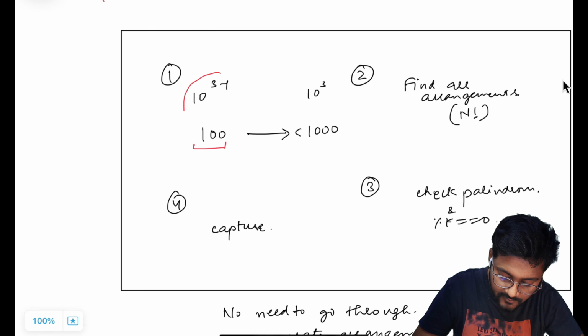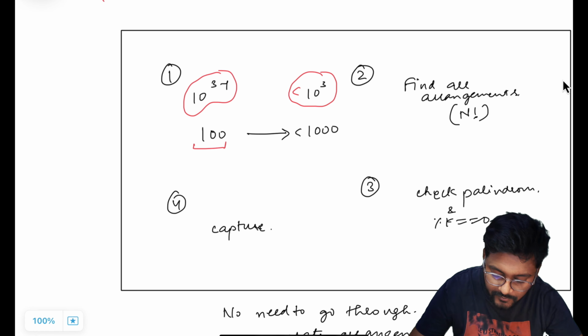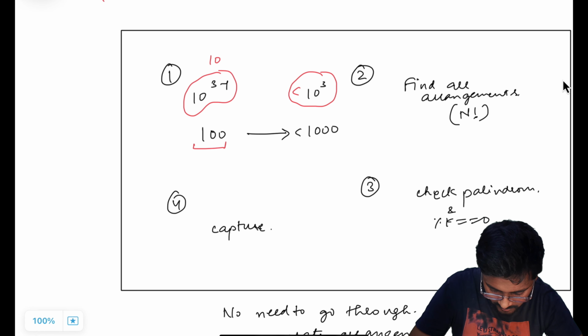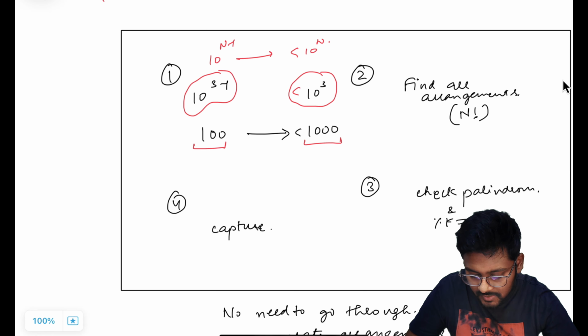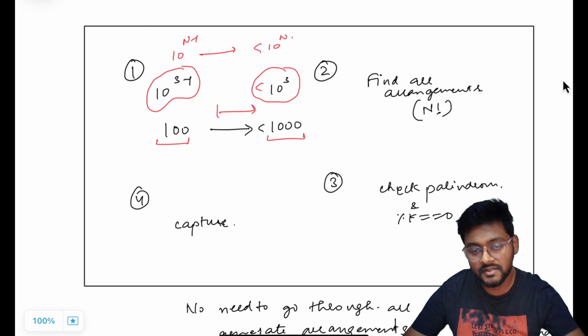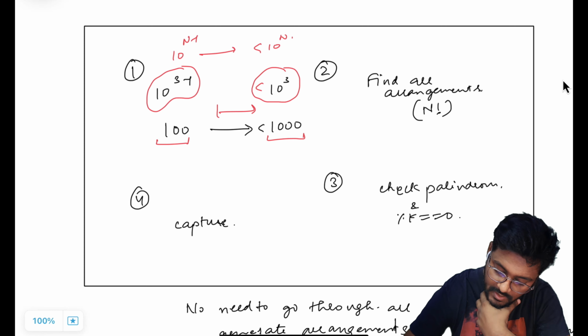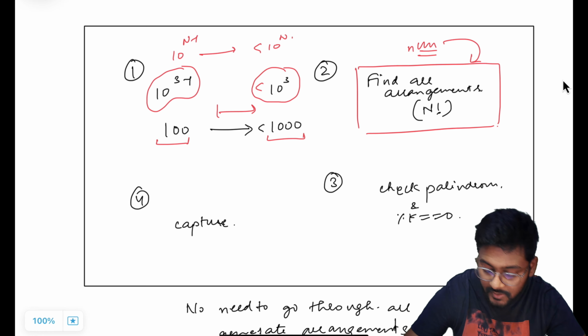It means starting from 10 to the power 2, or 10 to the power n minus 1, and going less than 10 to the power n. So this is my range, and in this range, I can do one iteration and see what the current number is. Let's say the current number is this. Then I can check all the rearrangements of that number.